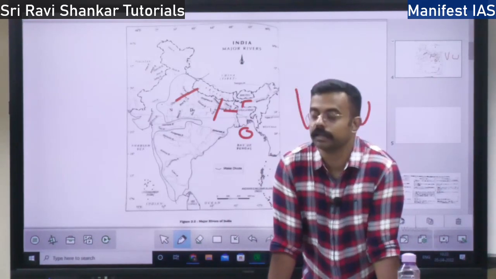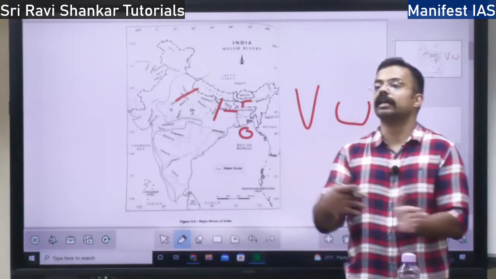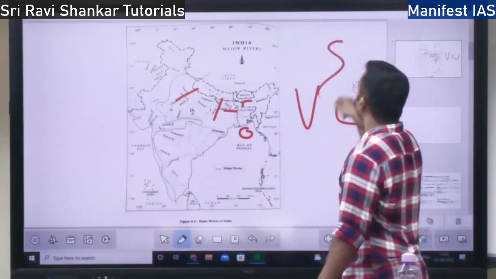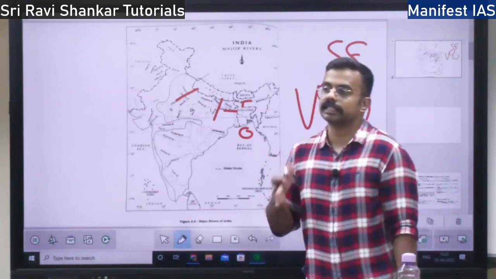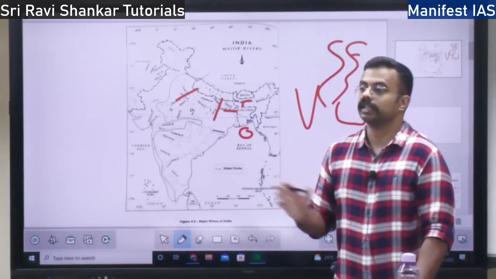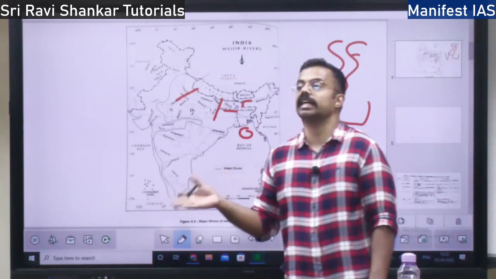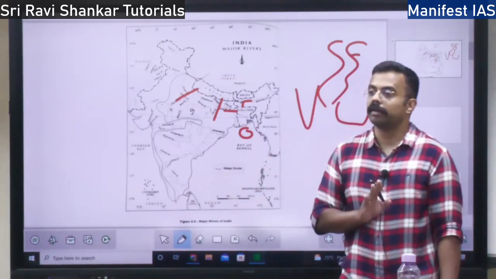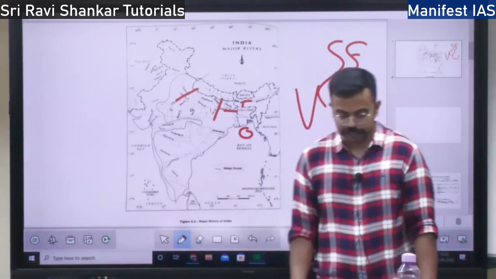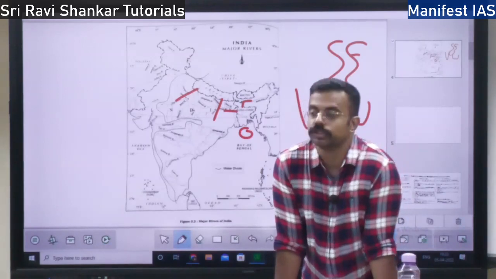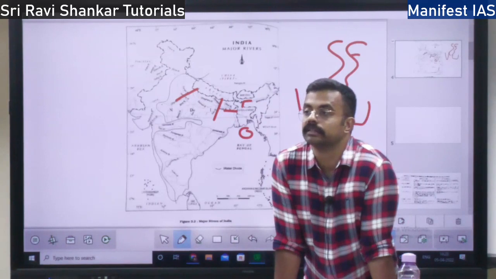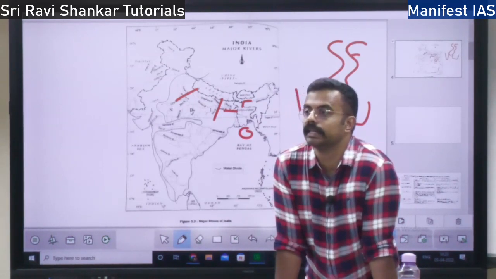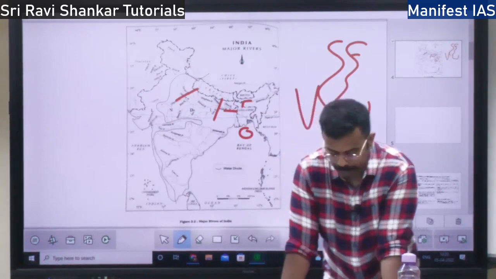Peninsular rivers do not meander, they don't go crisscross. They have a fixed course, that is, they flow in the same channel, they don't change. Just like the Himalayan rivers change their channels, the peninsular rivers don't change their channels. They have a fixed course, they don't form any meanders, and they are not perennial, that is, they go dry in the summer months. So Himalayan rivers are perennial, whereas these rivers are not perennial.